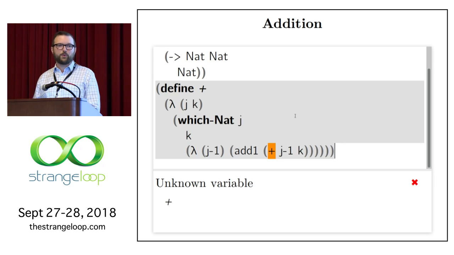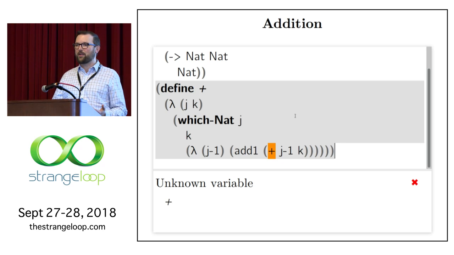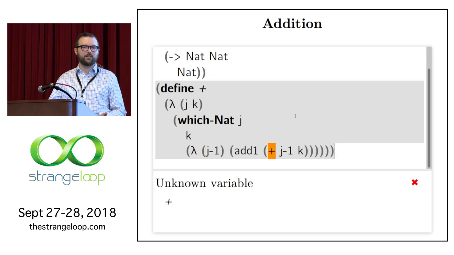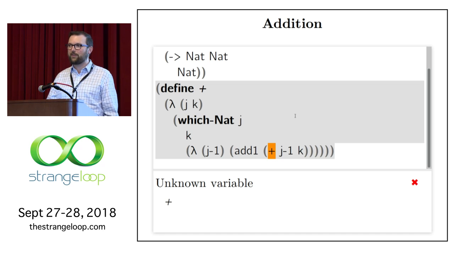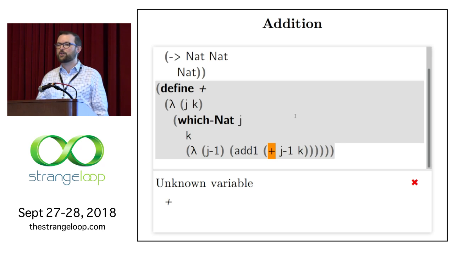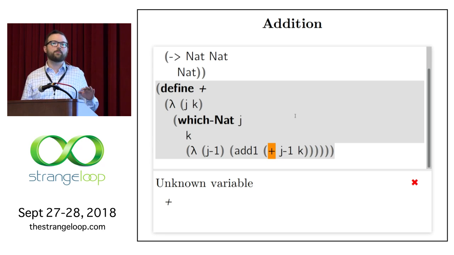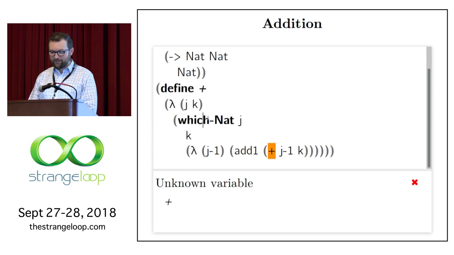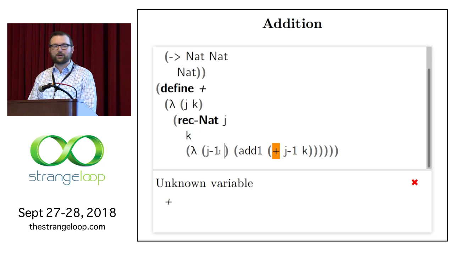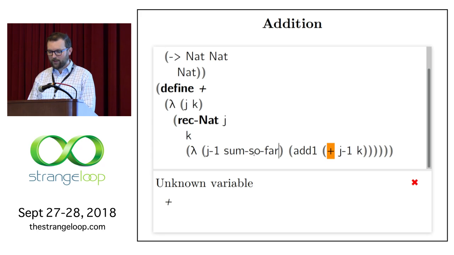So rather than defining things recursively, where they refer to themselves in their own right-hand side, in their own meaning, each type that has a recursive structure, like the natural numbers, provides an eliminator that exposes the structure of those values in such a way that you always make progress down to the base one. So we have an eliminator now called recnat. Recnat is very much like whichnat, except that this function here takes one more argument, which is the result of the recursion on j minus 1. So here we're going to call that sum so far. And now the sum so far is plus j minus 1 in k.